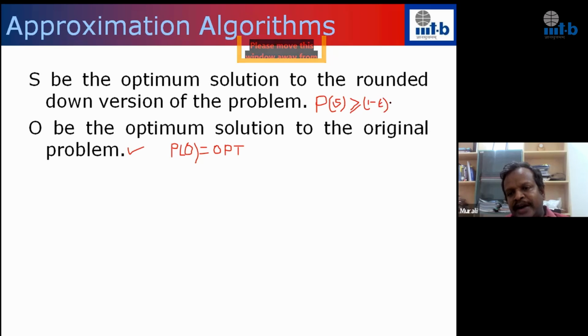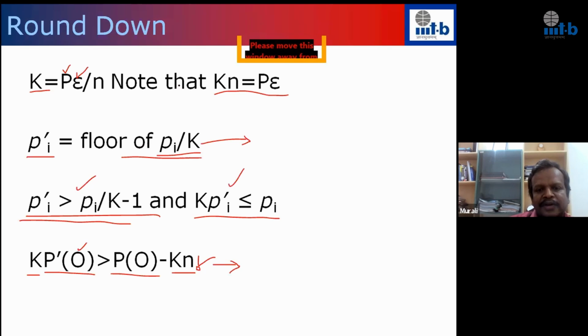Okay, so by doing the rounding and reducing the size of the items to be P dashes, you have not lost too much. This is the OPT, this is the optimum solution. Okay, so that means that it's going to be a good approximation algorithm. This epsilon is connected to the rounding, right? So if you want to do the rounding, you're going to divide by k. K is defined as p times epsilon divided by n. Okay, you're going to divide by a large number, right?